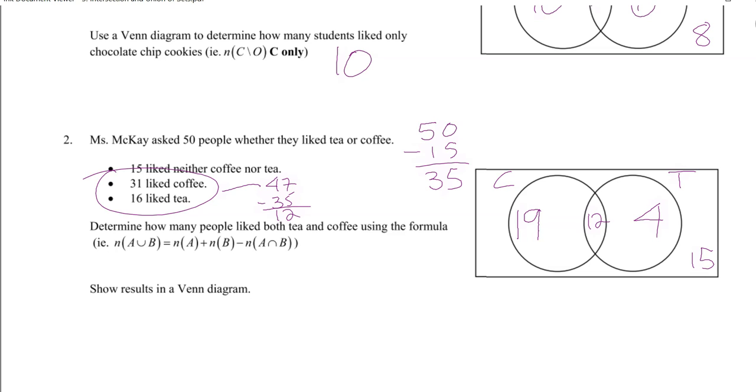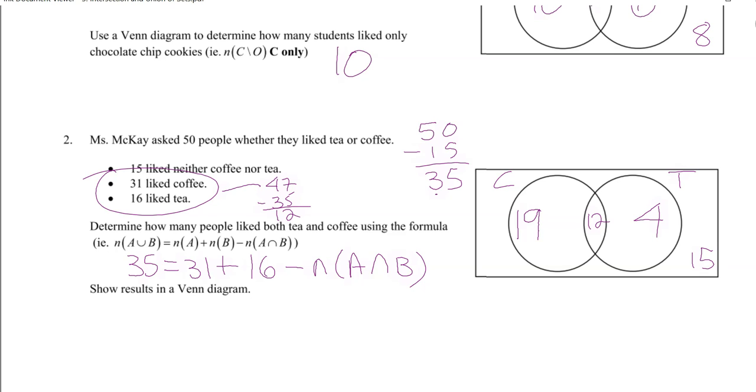Let's see what the formula gives us. So the number in the union, right? The union, that's everybody all together. Well, we know that 15 don't like any. So the number that are in the union is going to be those 35 people. Right? That's what we figured out here. The number that like coffee is 31. The number that like tea is 16. And this is the thing we're trying to find out. So that's what we don't know, right?